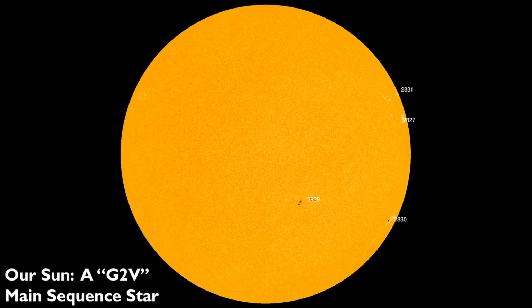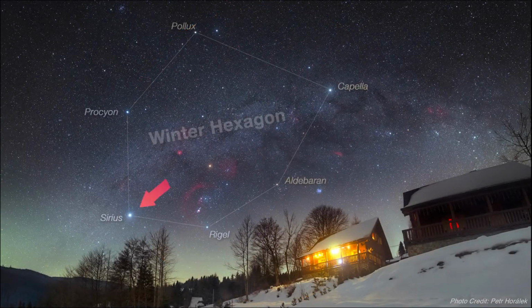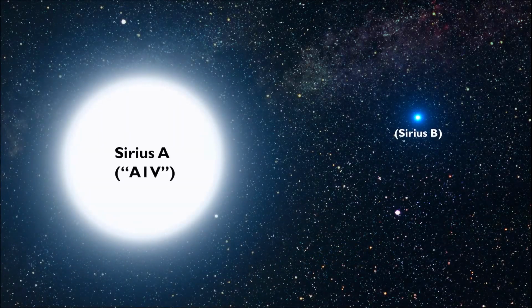Our Sun is an example of a main sequence star. Specifically, it is a G2V main sequence star. Sirius, the brightest star in the night sky, is also a main sequence star, classified as an A1V type star.